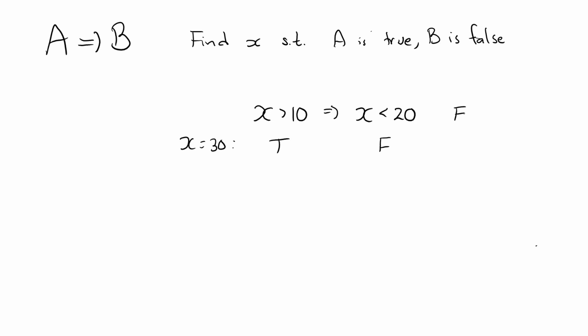Here is another example. If x squared is equal to y squared, then x is equal to y. This statement is false. My counterexample is x is equal to 2 and y is equal to minus 2. The hypothesis is true, 4 is equal to 4, while the conclusion is false.